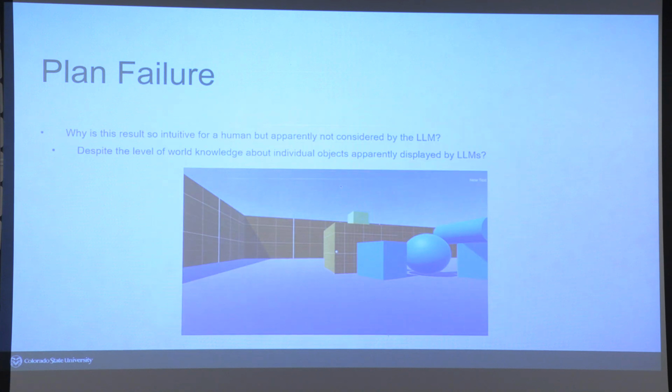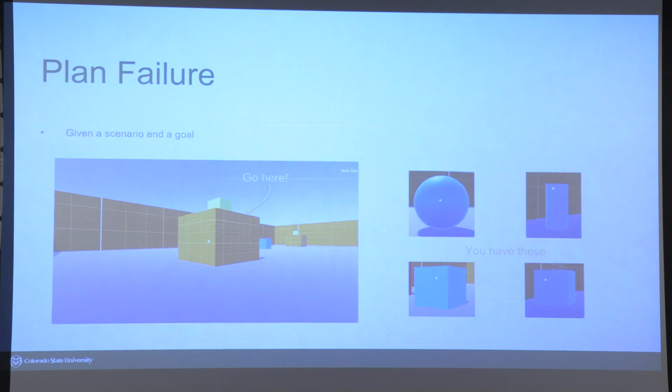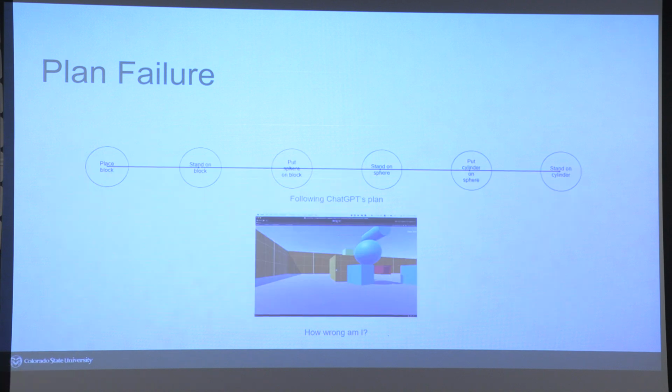This, of course, raises a question. This result seems intuitive for a human, at least one who has accumulated a level of life experience allowing them to preserve their own well-being. But we also know that LLMs do display a level of world knowledge about individual objects, but don't seem to be able to put that together in a way to satisfy what I asked of them. So in other words, I want to go here, and I have these things. You can think about how you would put those things together in order to do so.